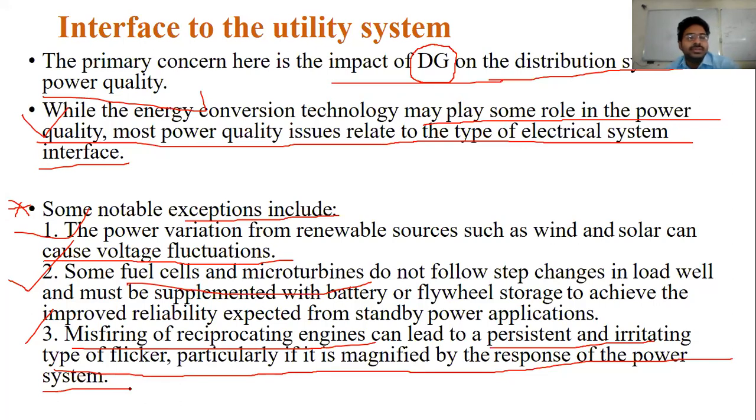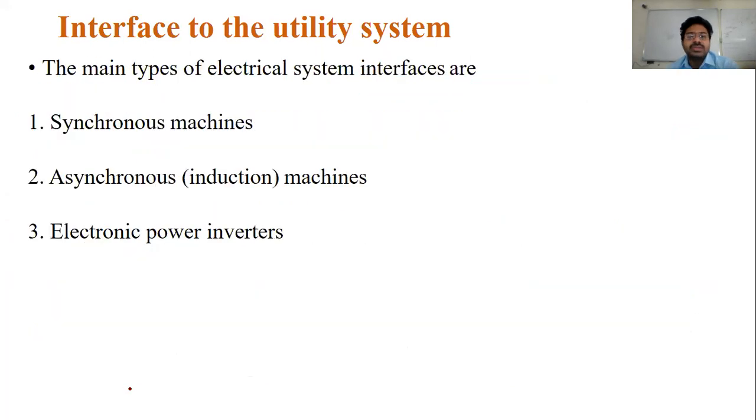So to interface in the systems, but you see this drawback when compared to this drawback, there are more advantages. That's why we are going to introduce these DGs again into the system. So there are some main electrical system interfaces, depending on what type of machines we are going to use with these DGs: the synchronous machines, asynchronous machines, then electrical power inverters. These are the main electrical system interfaces.